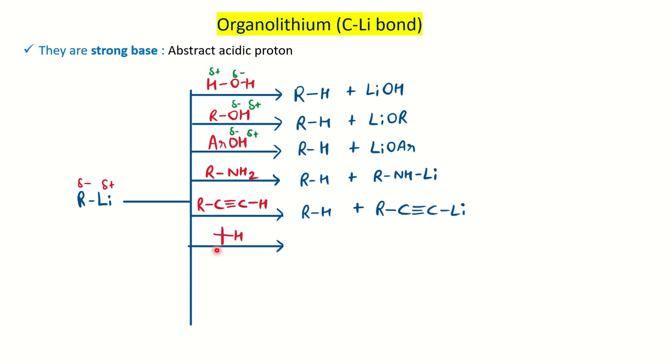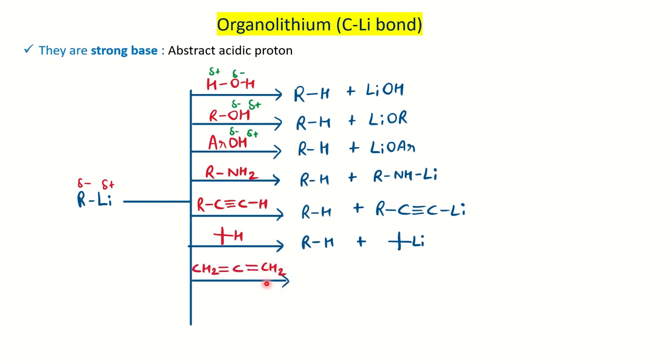Now you have a tertiary butyl group here. So here you can notice that this is a weakly acidic proton, and since we know organolithium is a strong base, it can abstract even the weaker acidic proton also. So here again you can find this reaction in the same way as we have observed for the other cases.